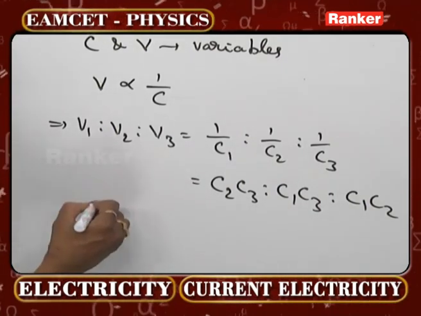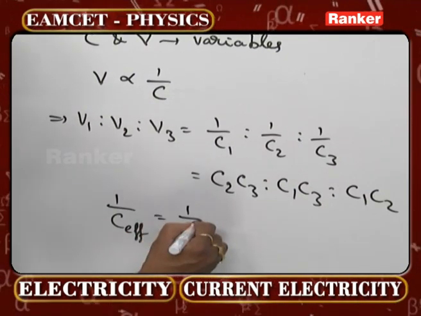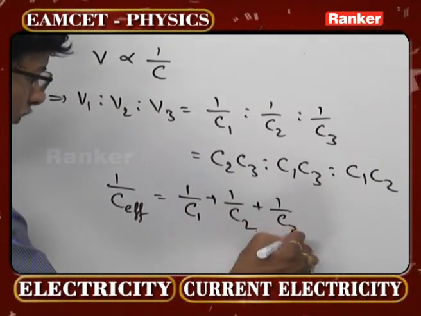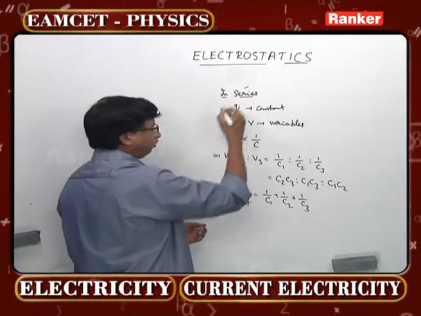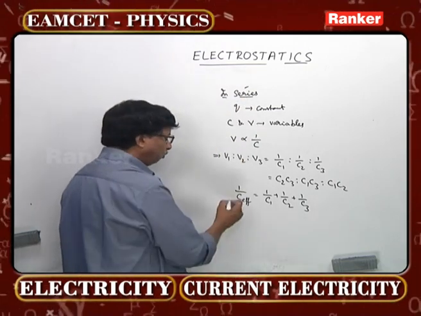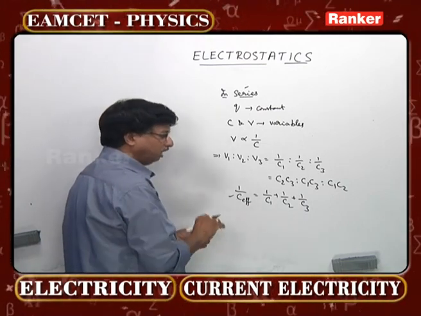In the same manner, 1 by effective capacity of the combination is equal to 1 by C1 plus 1 by C2 plus 1 by C3. This is the formula by means of which whenever parallel plate capacitors are connected in series, one can estimate the effective capacity of the combination.